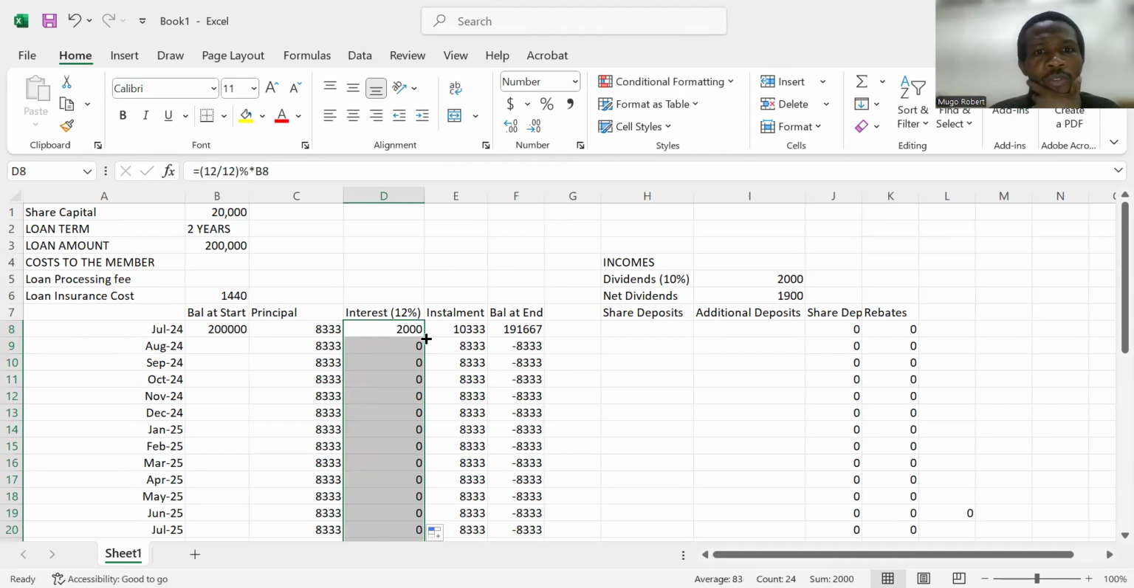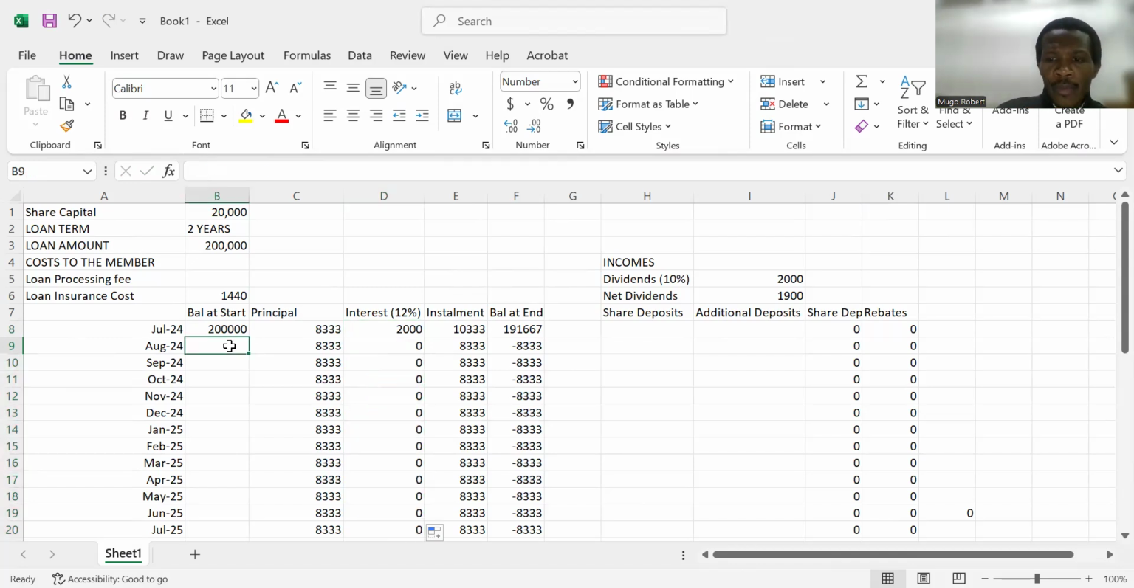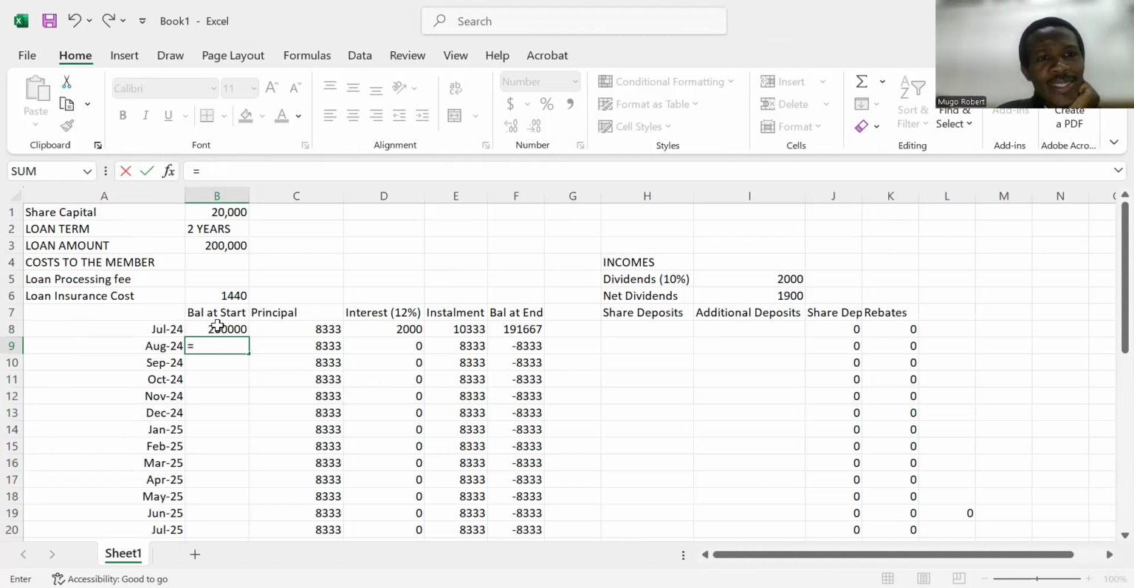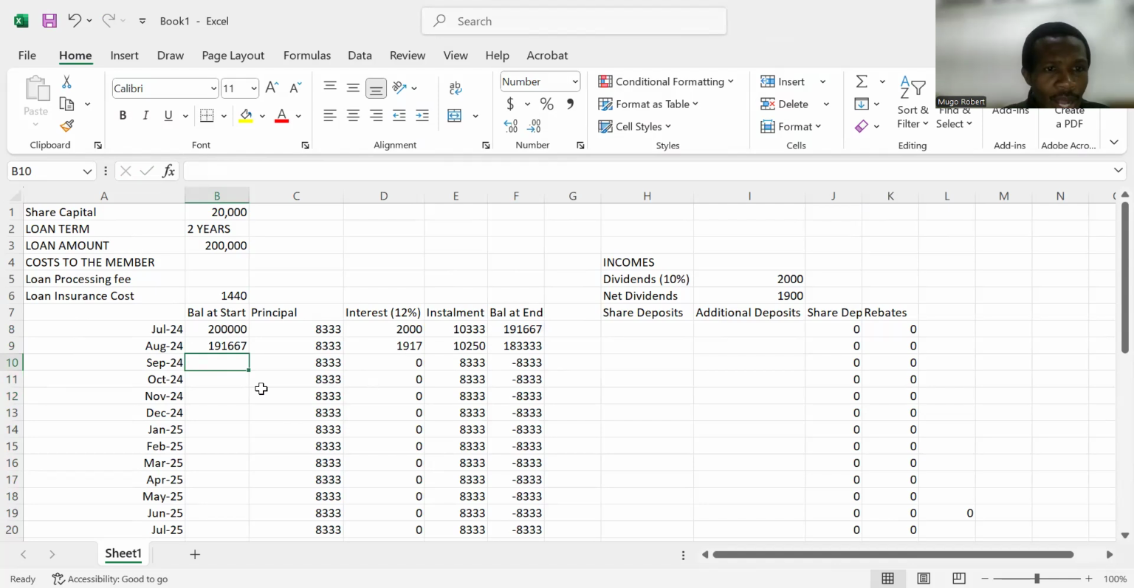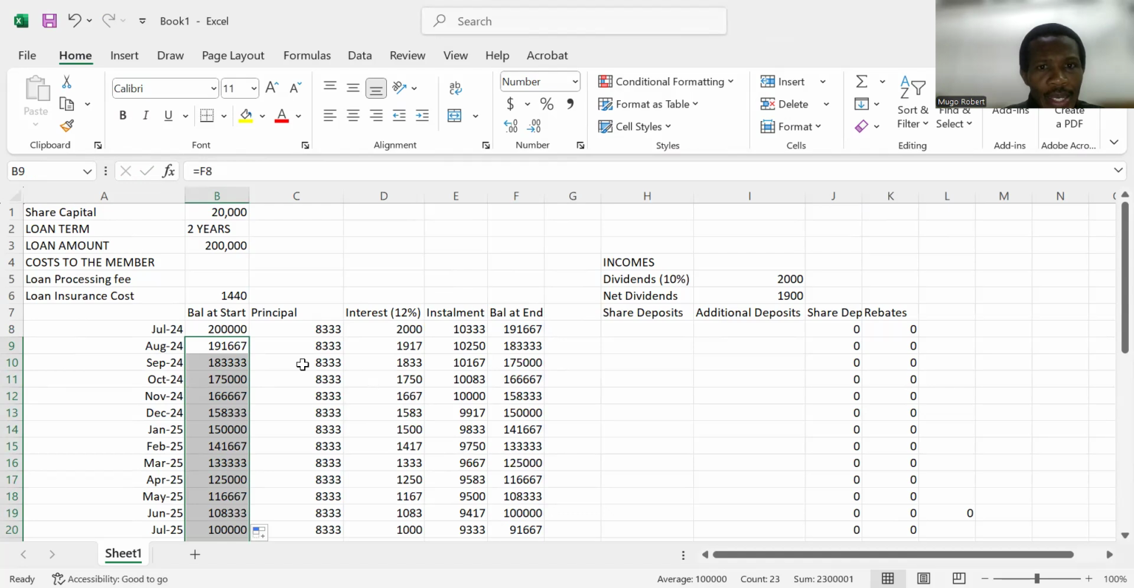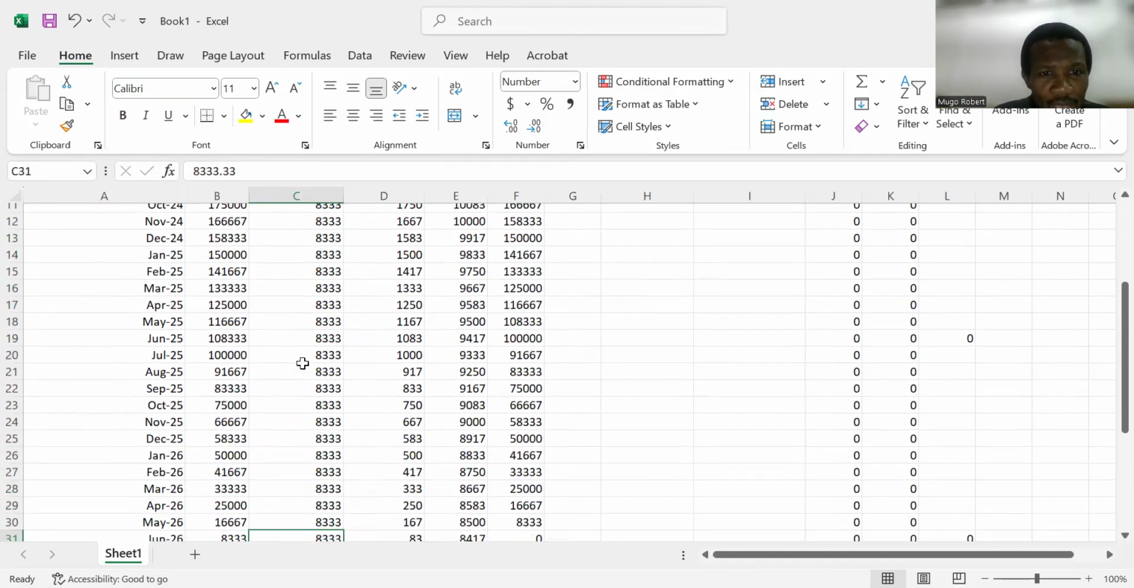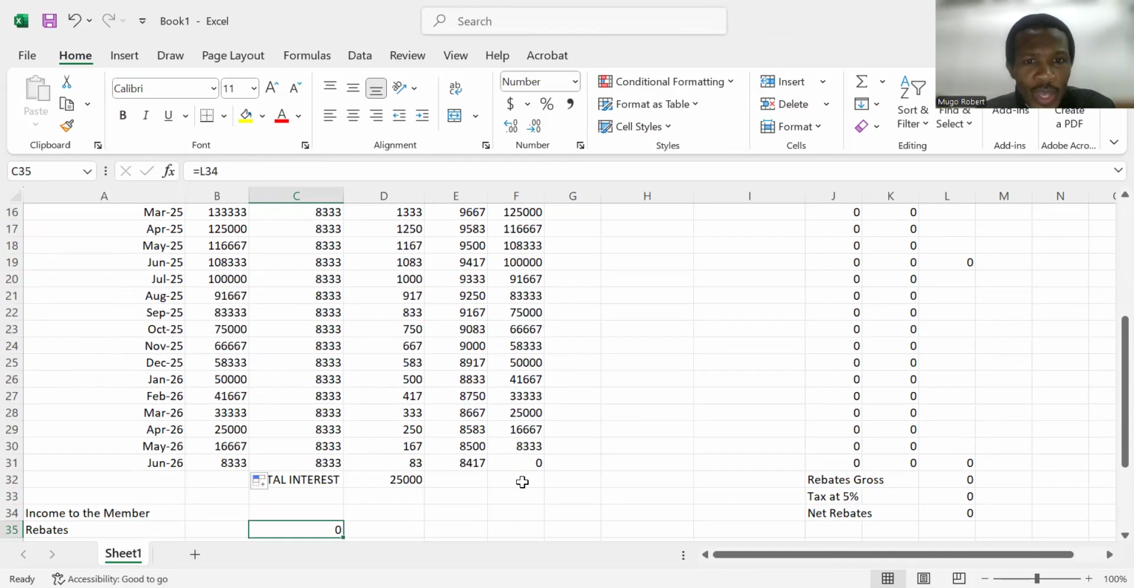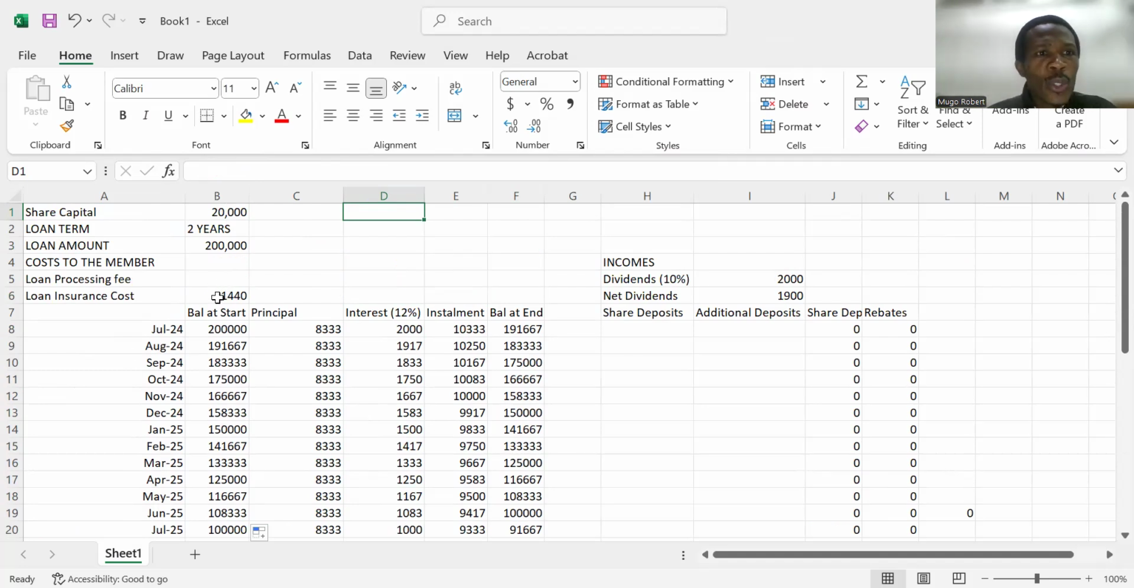So in July 2024, you will pay an installment of 10,333. The balance at the beginning of August 2024 will be 200,000 minus the principal paid, 8,333, which gives 191,667. I can double tap, and there it is. You will pay this loan until June 2026, where the balance will be 0. So the total interest the member will pay will be 25,000. That is the cost to the member, 25,000 plus the loan insurance of 1,440.